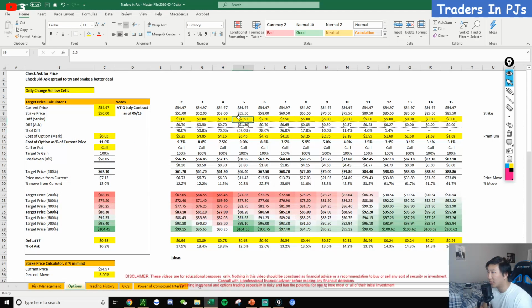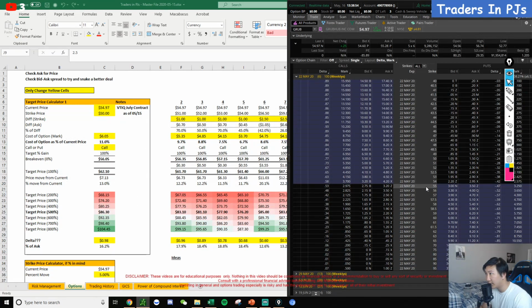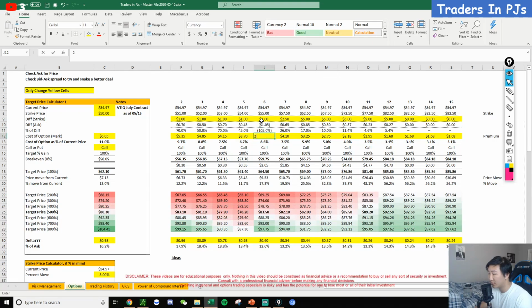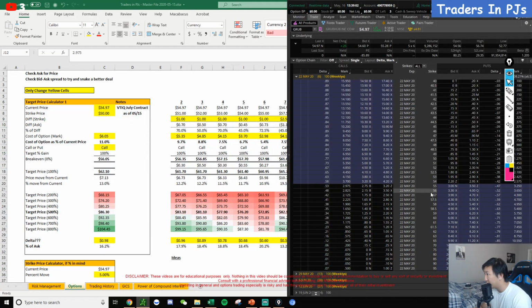54, 3.7. And if this is buying put options, this would be like -1, right? Because you're going down slowly. But I'm going up slowly because this is a call option. And so 55 is at 2.975, which is, let's just be accurate. And then 56.